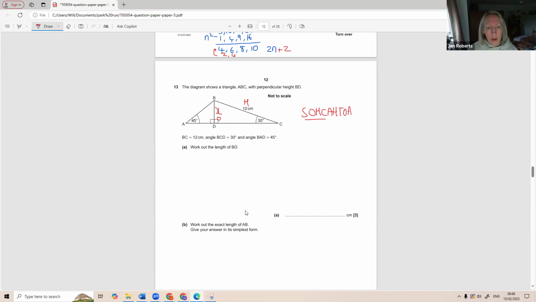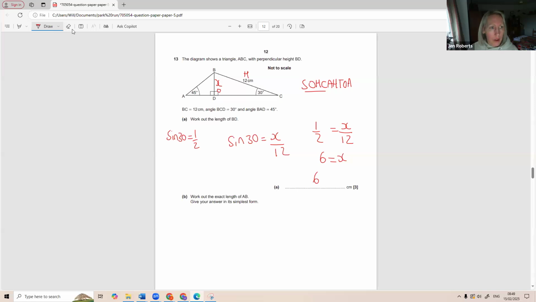Right, so we know sine 30 equals x over 12. Now, sine 30, I always feel like it's the easy one to remember. Sine 30 is a half, isn't it? So half equals x over 12. Times both sides by 12. 12 times a half is 6. So x is 6. So work out the exact value of, I'm going to just change that to a 6 now. Work out the exact value of AB.